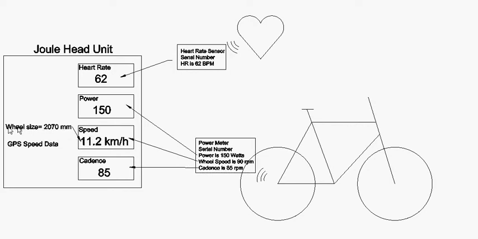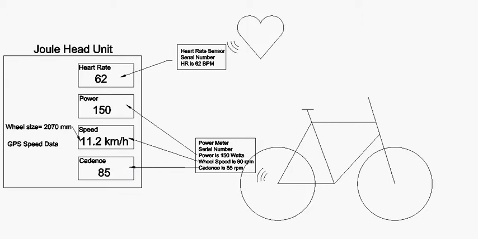Then on the head unit, the head unit knows the wheel size, so it's able to convert the wheel speed in RPMs into land speed based on the wheel size that's programmed into it. The head unit might also be recording GPS speed data. Generally, the head units will give priority to speed data that's coming from the bike rather than the GPS data, just because it's more stable and more accurate. And then you'll also have the cadence data displayed down here.